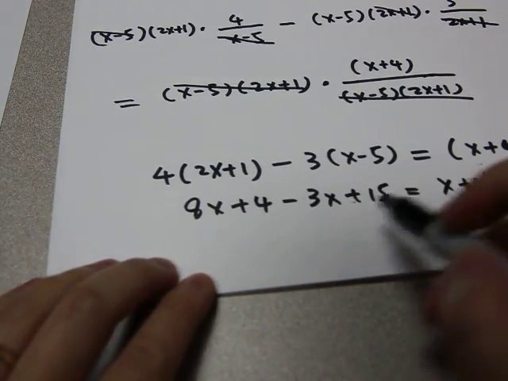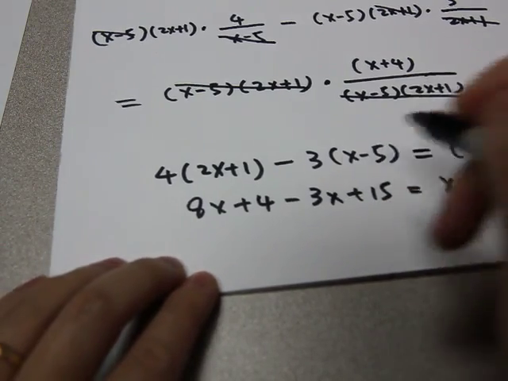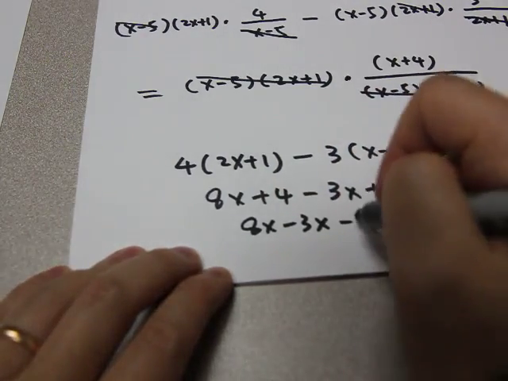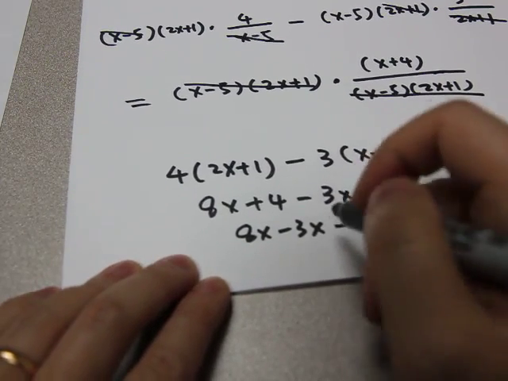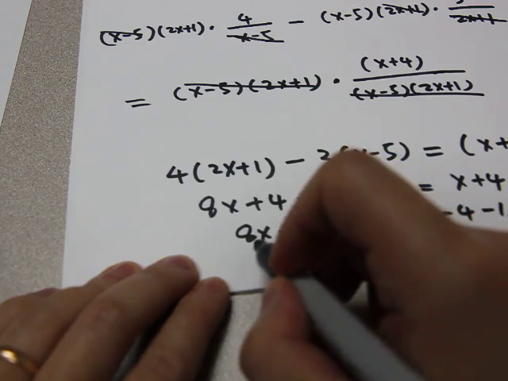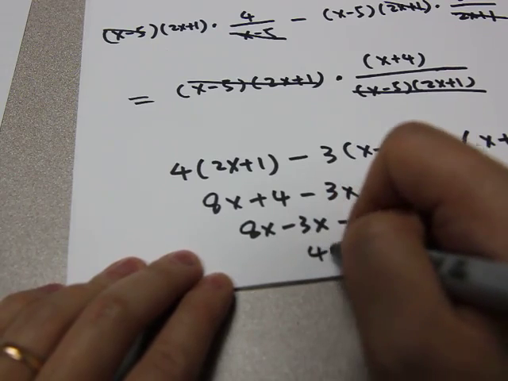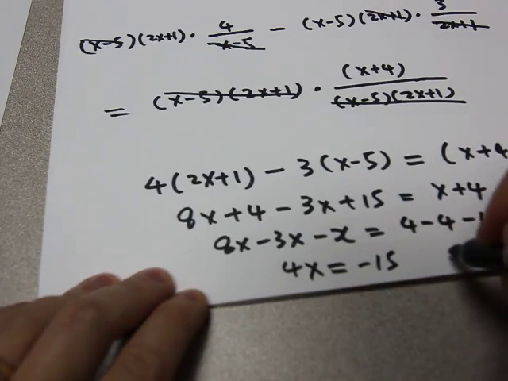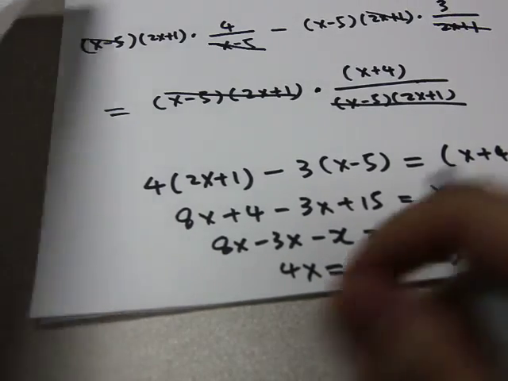Once we bring all the x to the left-hand side and bring all the numbers to the right-hand side, the equation will become 8x minus 3x minus x equals 4 minus 15. So that's 8x minus 3x is 5x. 5x minus x is 4x. 4x equals negative 15. So x equals negative 15 over 4.